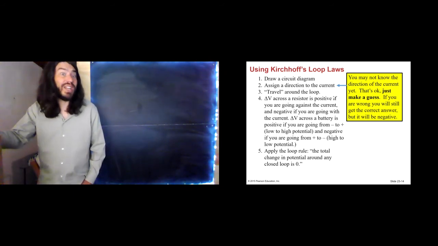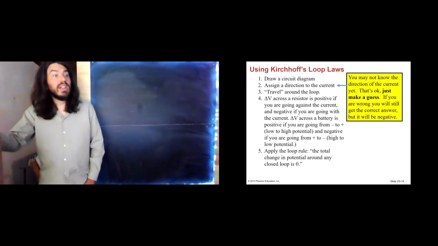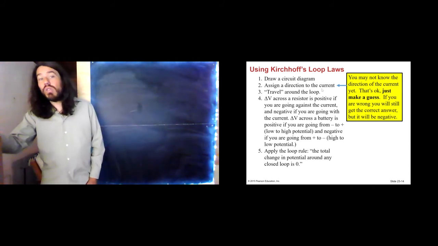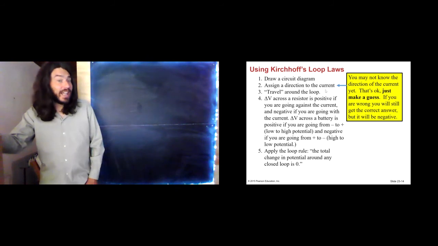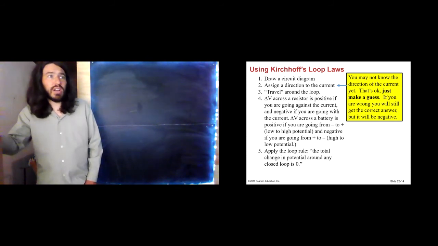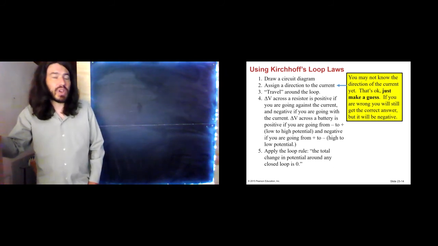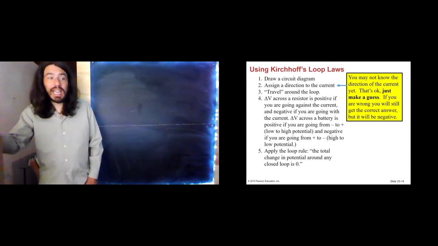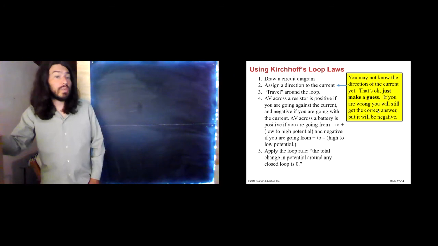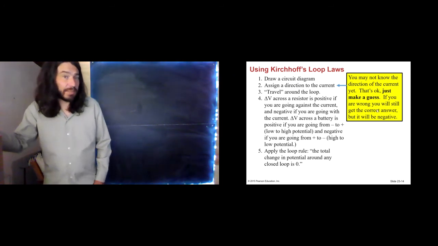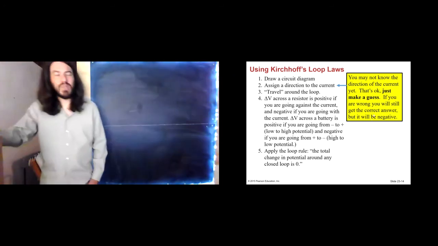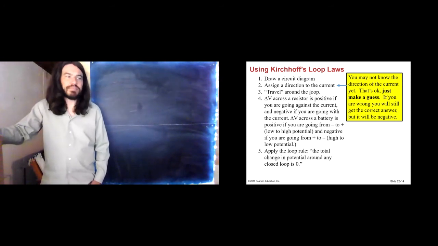You may need to do the math to figure out what direction the current is going. So that's okay. If you don't know the direction of the current, just guess. And then if you're solving for the current, you'll get to a point and you'll say, oh, I got the current, it was negative 10 amps. Oh, that negative sign indicates that you just picked the wrong direction. That's all. The 10 amps is still correct, you just picked the wrong direction. We'll talk a little bit about that in a minute.